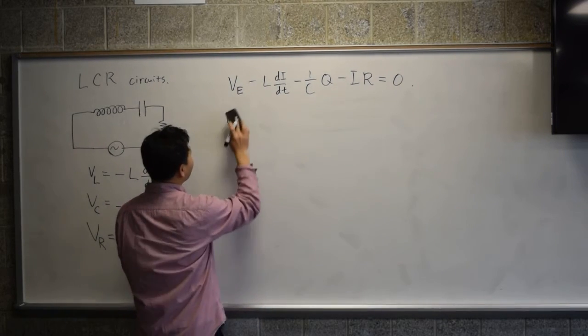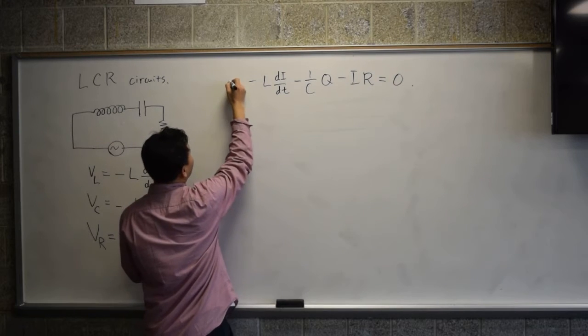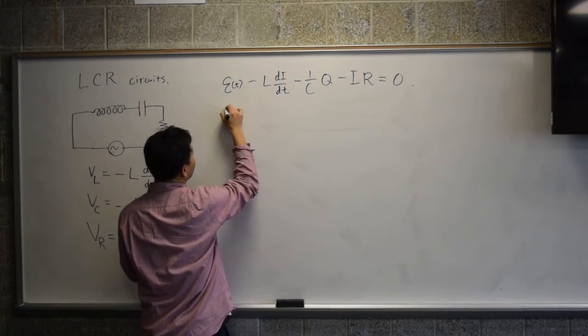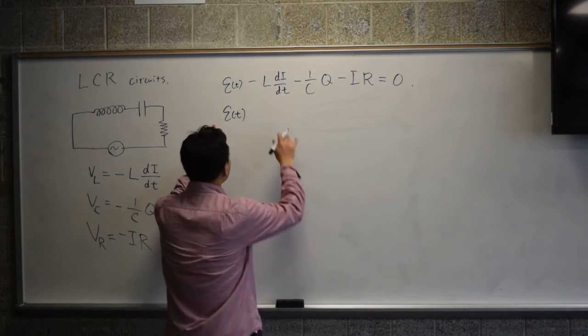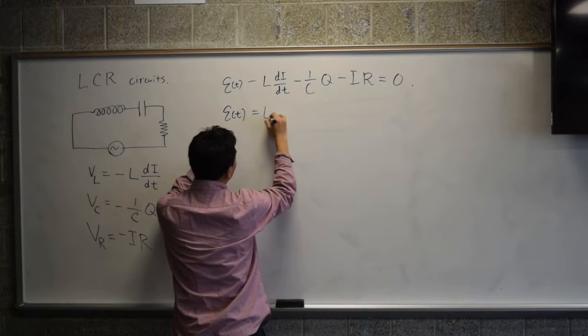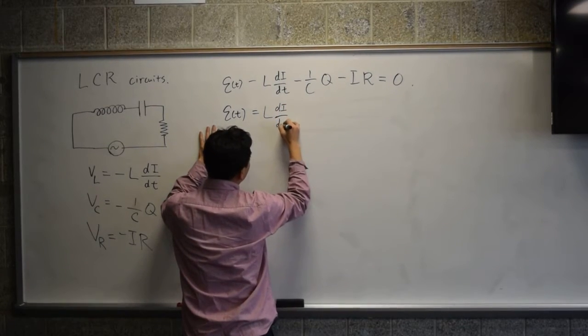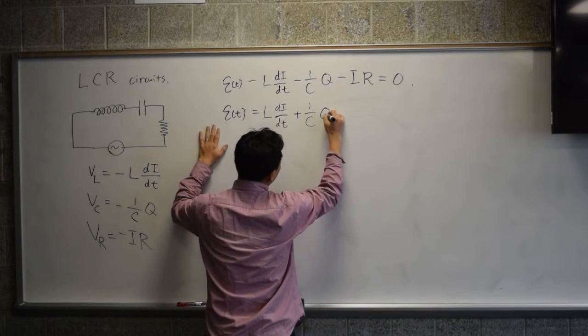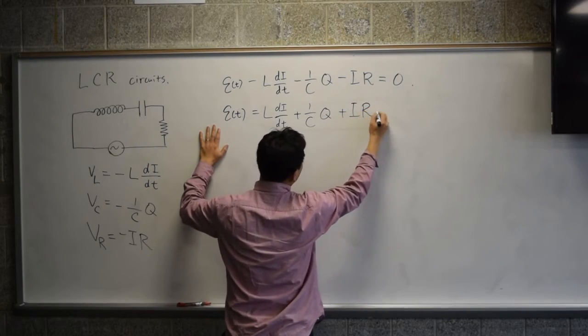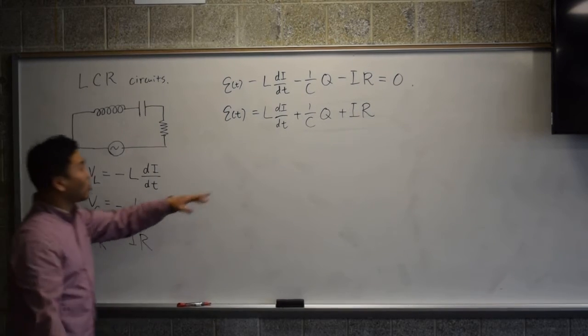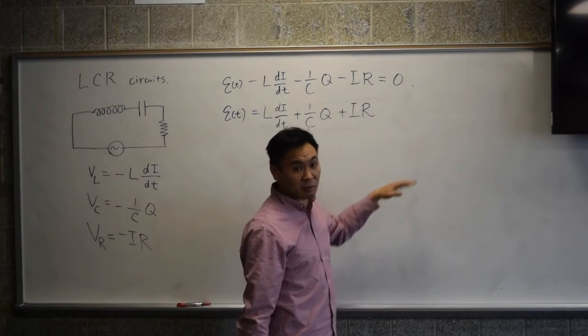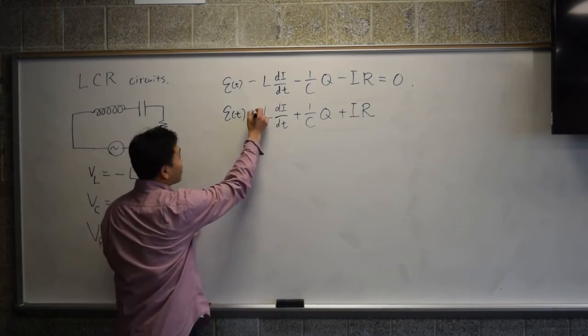I just realized, I think people usually write this as E of t. I think that's the standard letter that people use for this. Okay? And then if I move it to the other side, it's L di/dt plus 1/C Q plus IR. Shouldn't that L be negative, because don't you have it as negative L? No, I'm moving everything to the other side, so all of the negatives will be positive. Yeah. So it's equal.